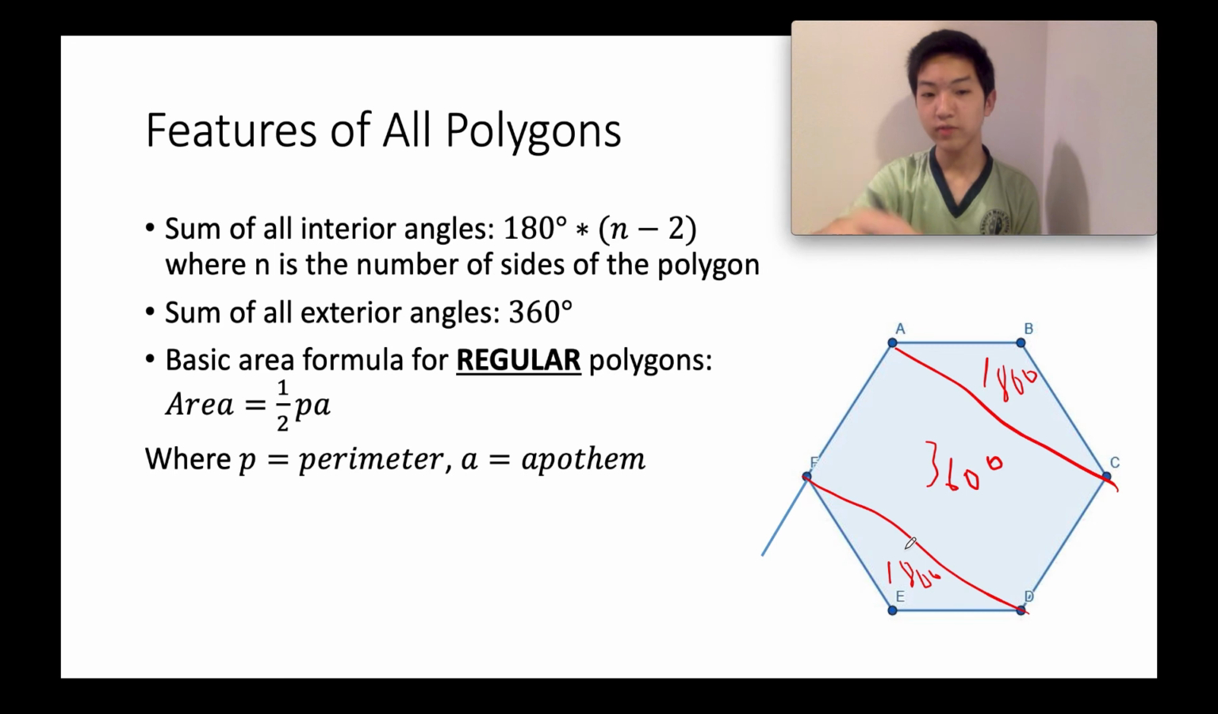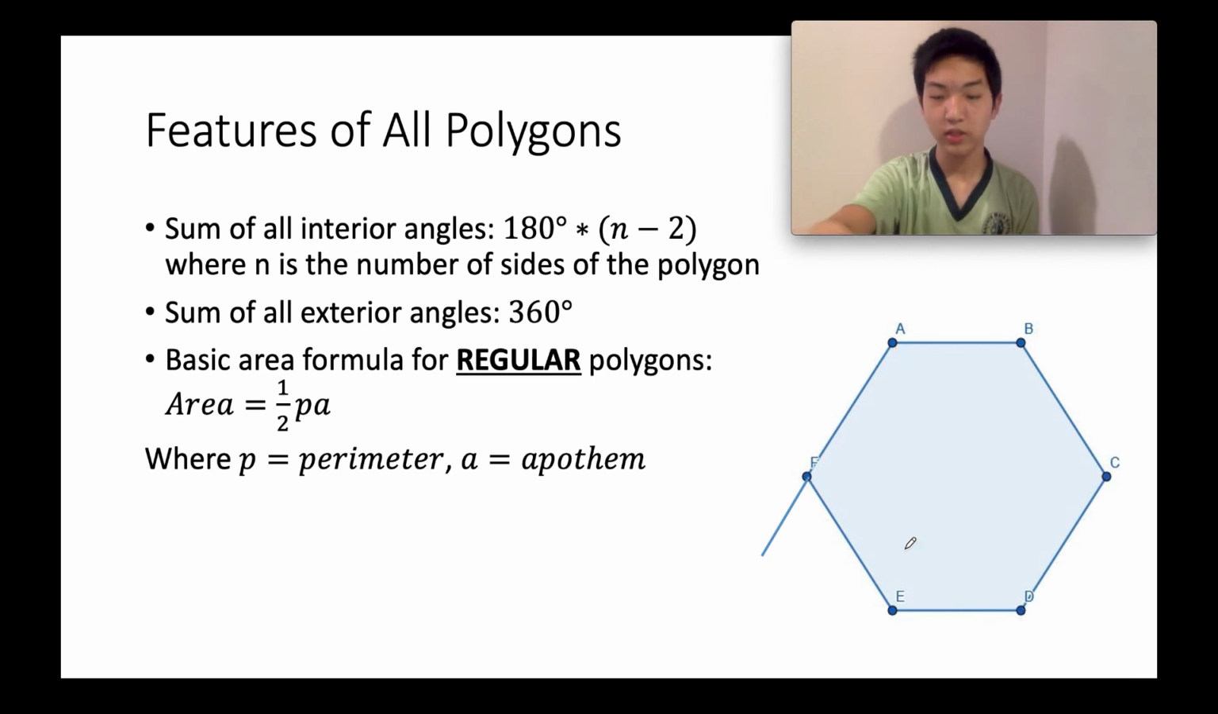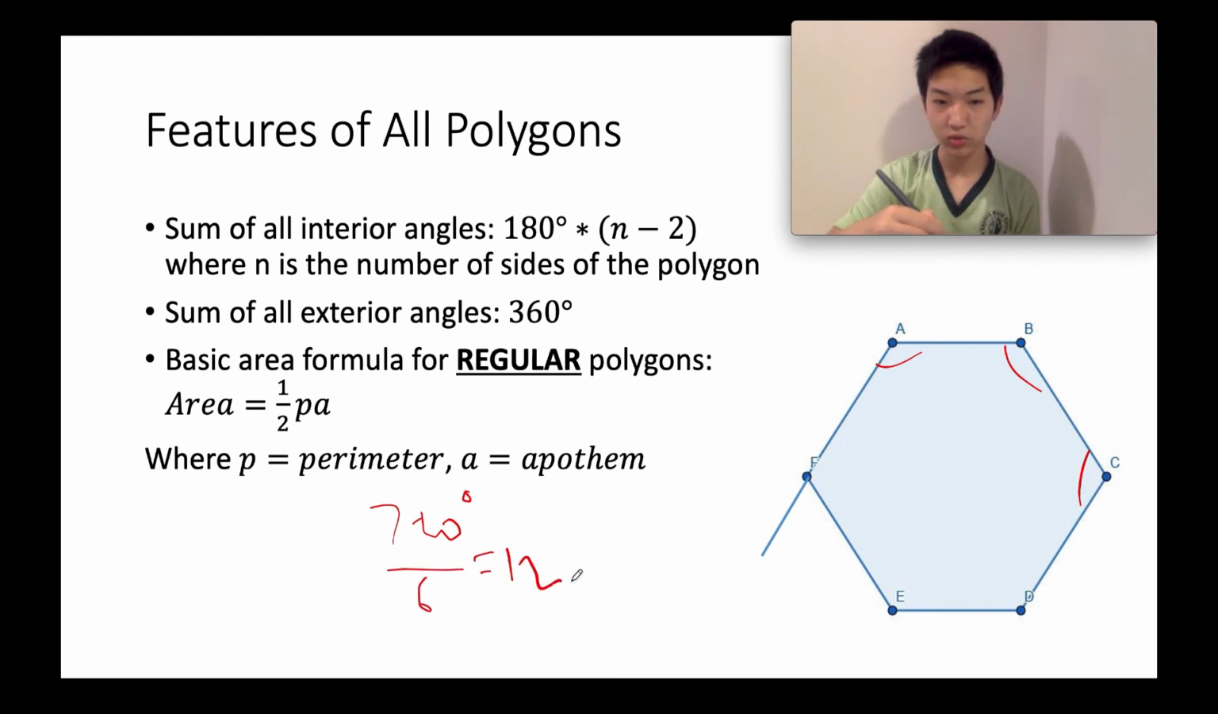And since this is a regular hexagon, you could find the measure of each interior angle by just dividing by 6. So we would have 720 degrees divided by 6 is equal to 120 degrees. So if we were given that this is a regular polygon, which let's say we are, then we know that each angle is 120 degrees.